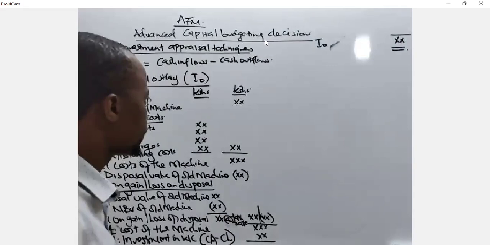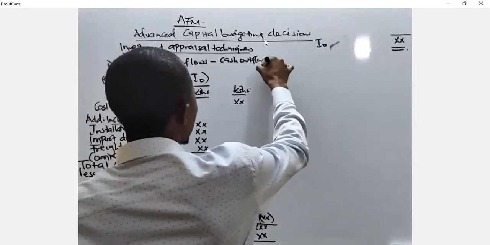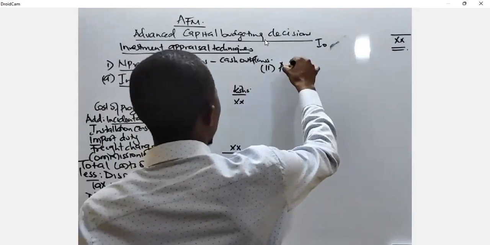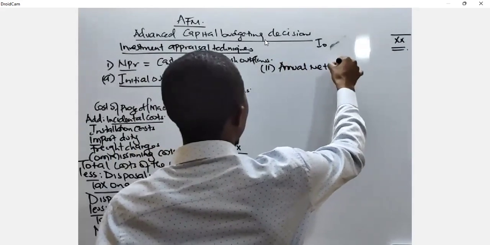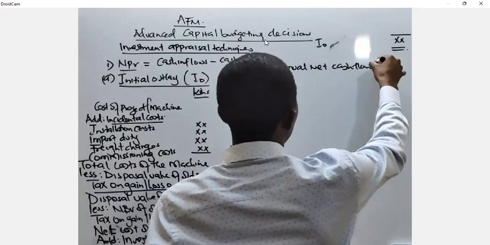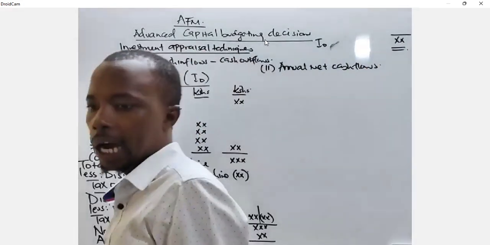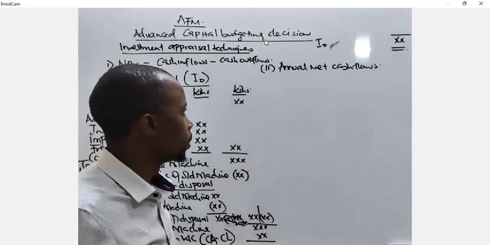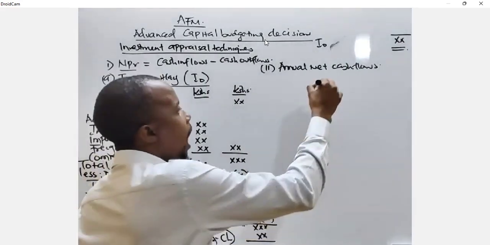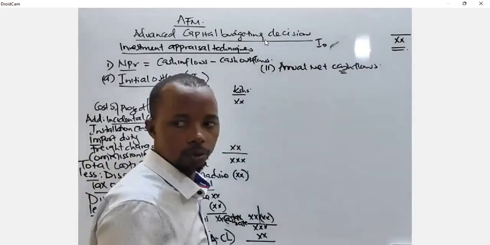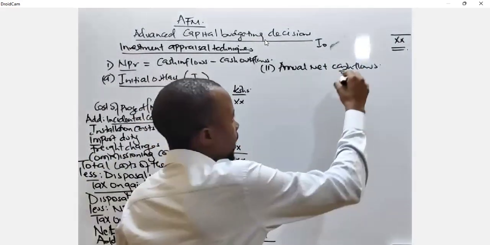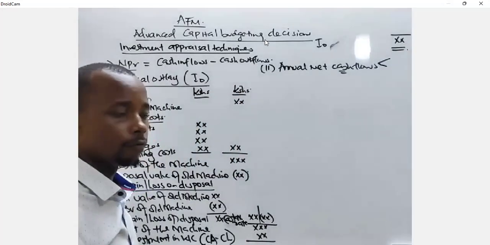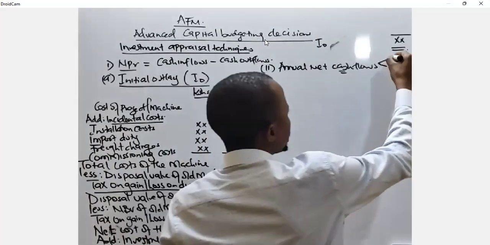Number two, we normally calculate the annual net cash flows. When you are discussing the annual net cash flows, you have to remember two things. We have to check how your cash flows are given in a question. Remember, we have two things which we learned under financial management.